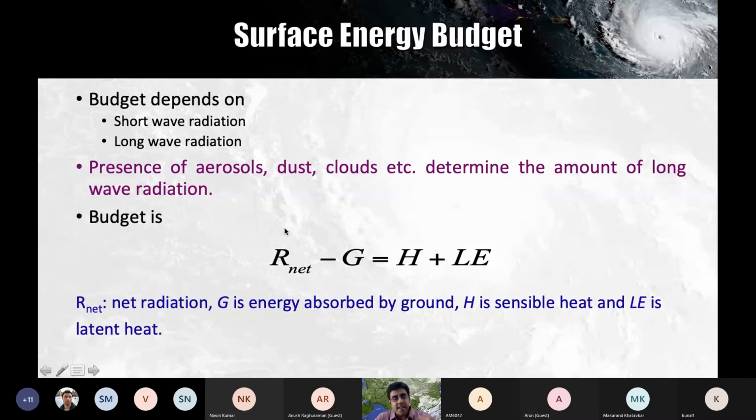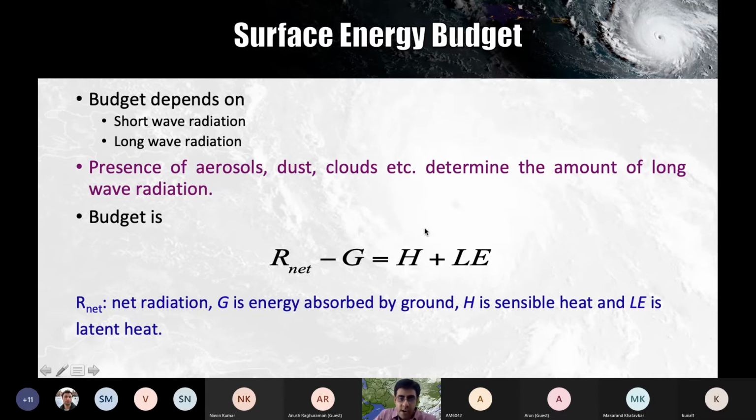R net is the amount of heat being taken by the surface, the Earth's surface. G is the ground soil moisture. So whatever heat is taken by the surface can go to the soil because the soil is cold. Whatever additional is there after what goes to the ground is exchanged between sensible heat and latent heat. H is the sensible heat, which is nothing but the actual heat that you feel. Le is the latent heat, which is the heat that goes as moisture.